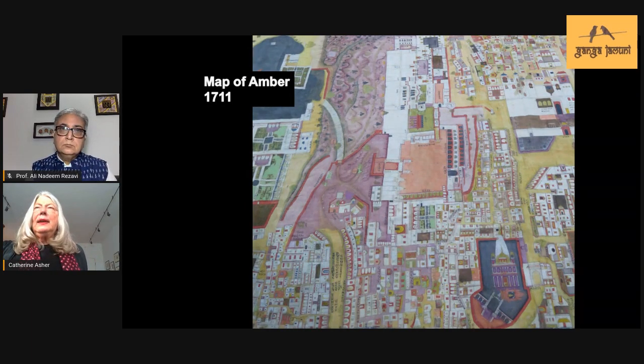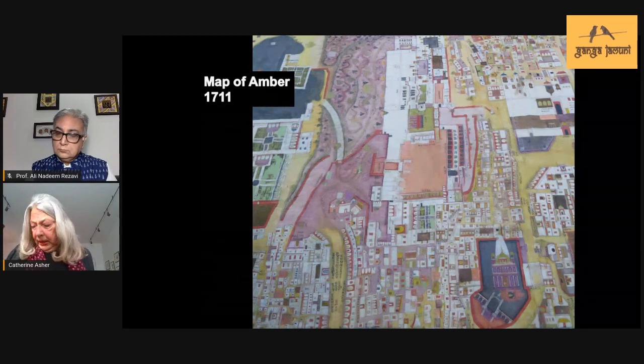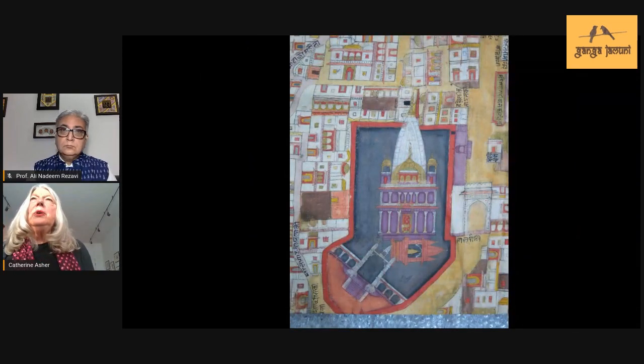And here you see the palace above it. And here I'm showing you a detail. You can see that the temple is prominent. So you get an idea that by including this temple on this map in such a prominent manner, this temple was of great importance to the Kachwahas. If you look at the temple from above, that is from the palace above, you can see that the shikhara is a pretty traditional shikhara.